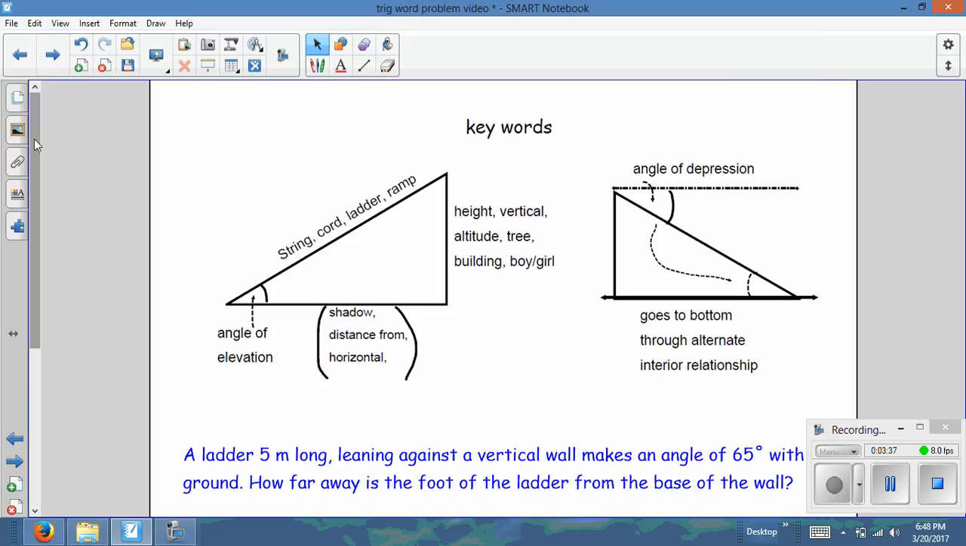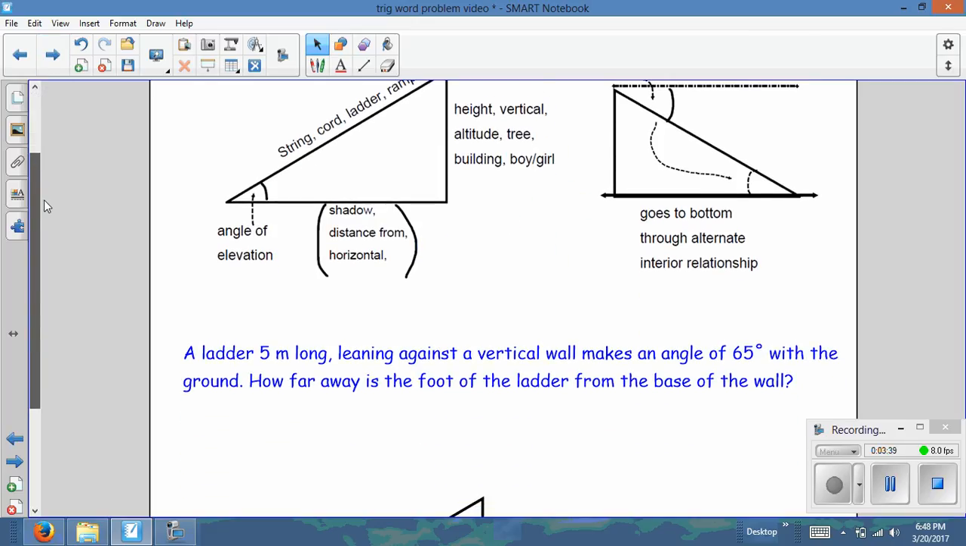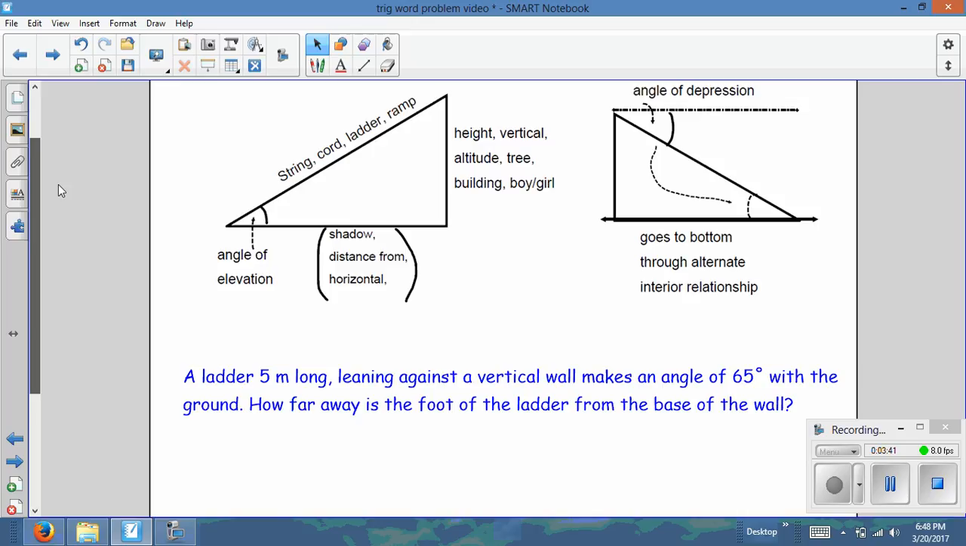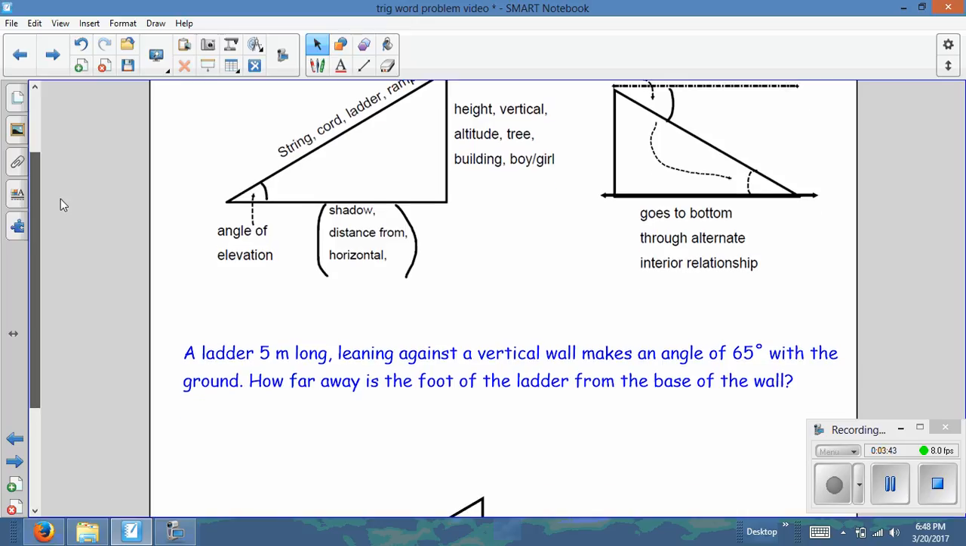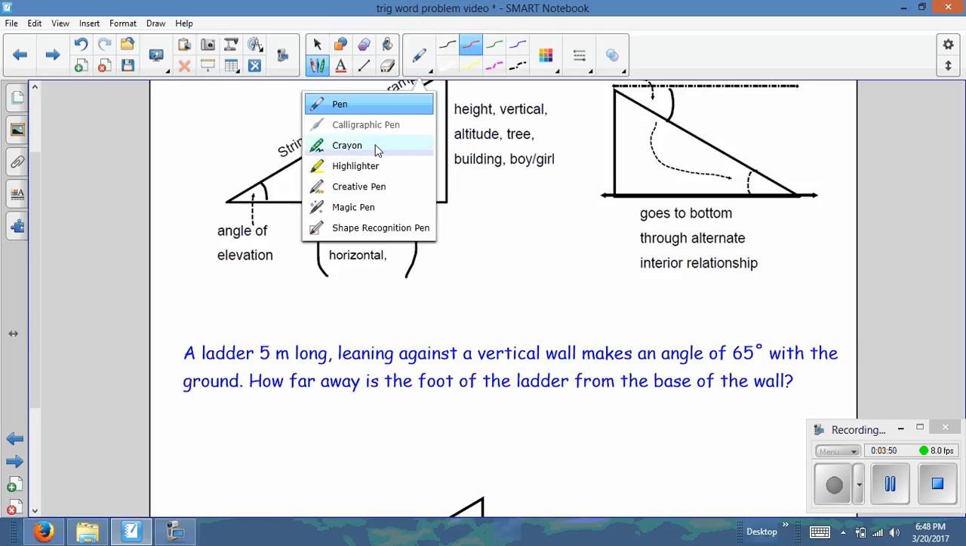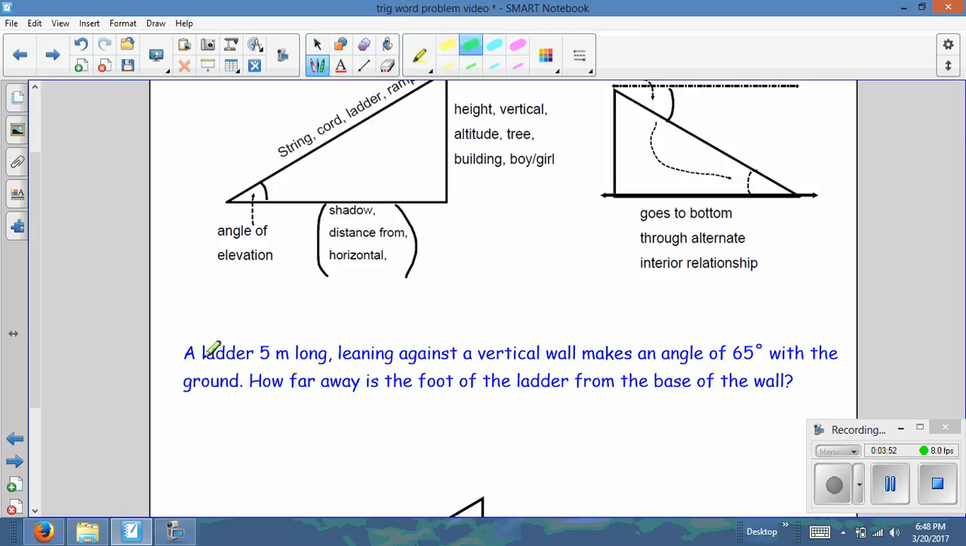All right, so the next one. Okay, so I got the same image up there. Ladder 5 meters long, leaning against a vertical wall, makes an angle of 65 degrees with the ground. How far is the foot of the ladder from the base of the wall? Okay, so let me take a look in here, highlight it. So I got a ladder. Okay, I got an angle of 65, and then it wants to know how far away from the foot of the ladder. Okay. So let's go in here.